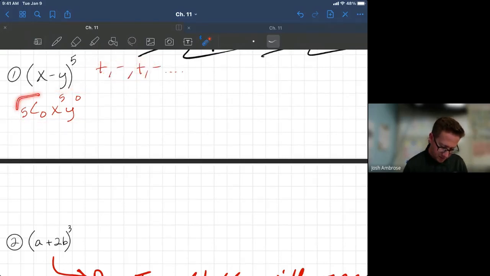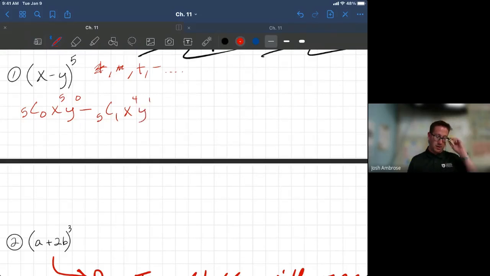So notice this first expression is positive. So then we covered the positive. Now we're going to do the negative. So this is us covering the negative side. So now we have 5 combo 1. First expression drops to a 4. Second expression goes up to a 1. So we had a 5, we dropped it to a 4. We had a 0, we upped it to a 1.